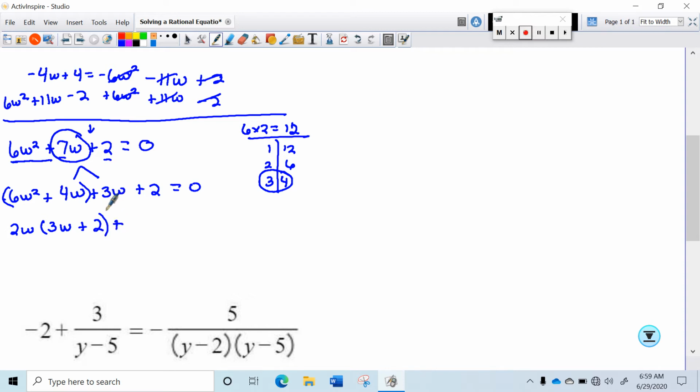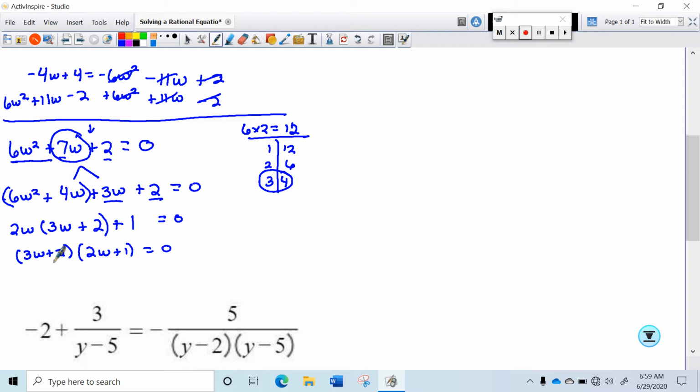Now, these two, I don't put parentheses around them. I just look to see what I can divide them by. And 3 and 2, the only thing you can divide those both by is 1. So now I write down what's in the parentheses, and then what's not in the parentheses has to go together.